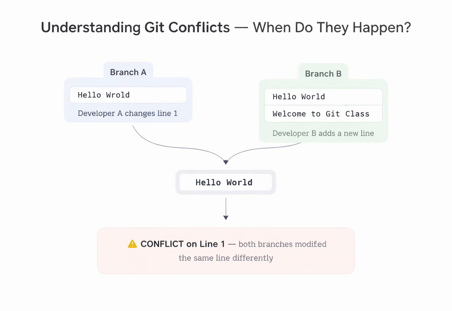Now, let's talk about one of the most important concepts in collaborative Git work, conflicts. A conflict happens when two different branches have made changes to the same part of the same file, and Git doesn't know which version to keep. Here's a concrete example. Imagine the original file has one line, hello world. Developer A goes into their branch and changes the spelling of world, maybe fixing a typo. Meanwhile, developer B, working on a separate branch, adds a new line below hello world. When developer B's branch is merged, there's no conflict. They only added something new. But when developer A's branch is merged, Git sees that the same original line was changed in two different ways, and it raises a conflict.